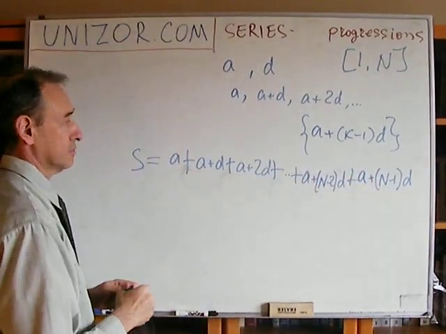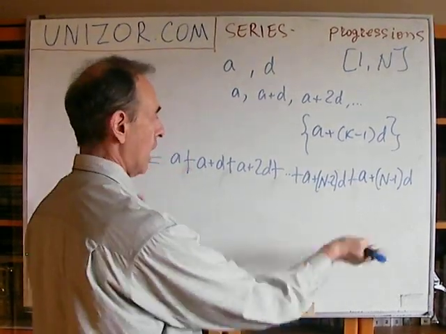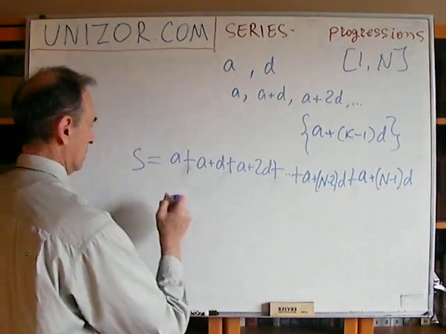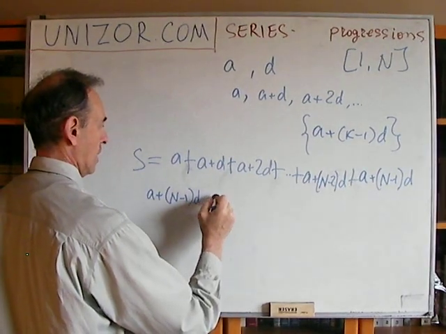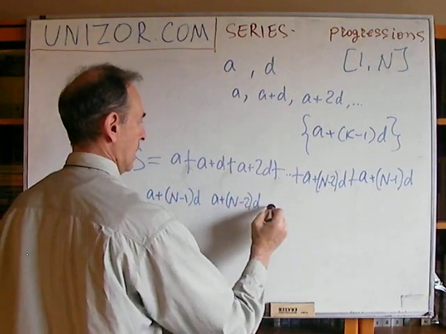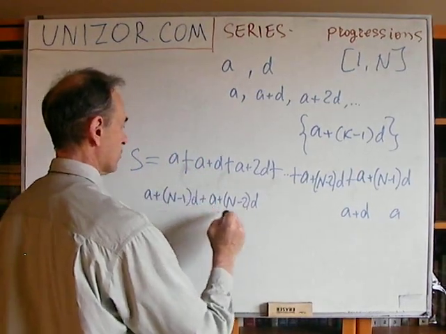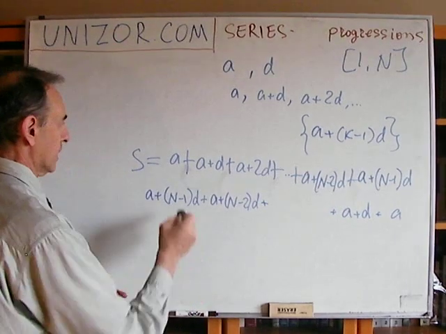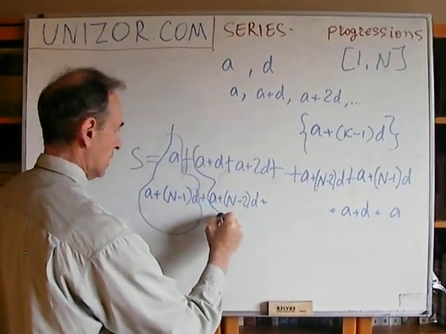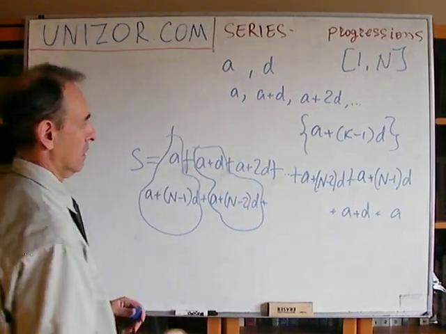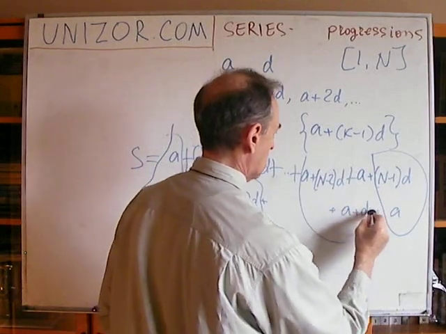Now, I'll do exactly the same thing as Gauss did for the summation of the first 100 numbers. I'll put them in reverse. First I will put this one, A plus (n minus 1)D. Secondly, I'll put the previous one, A plus (n minus 2)D, etc. And the last one would be A, and the one before that would be A plus D, right? And now I have to sum them up together. Let's do it vertically again: the first one and the first one from the opposite side, the second one and the second one, etc., the last one with the first and the one before last with the second.